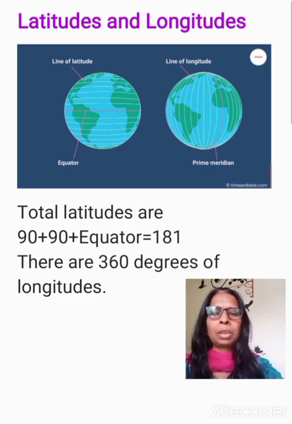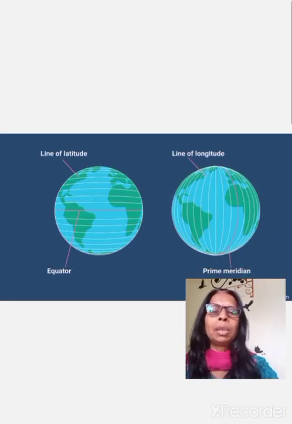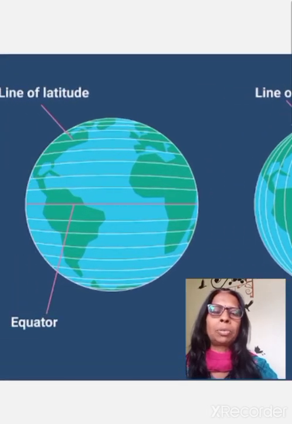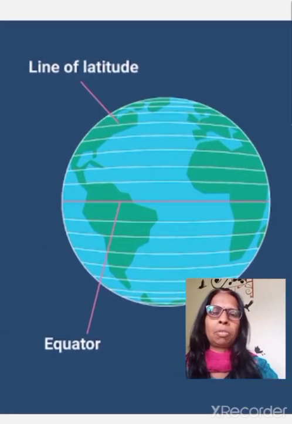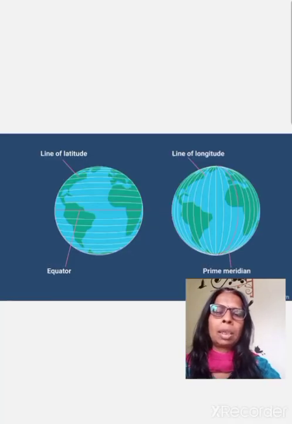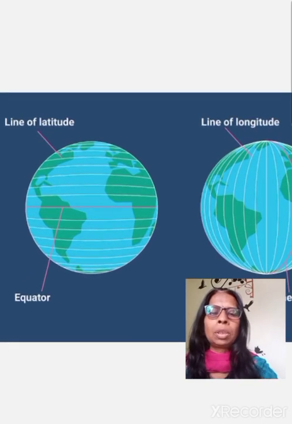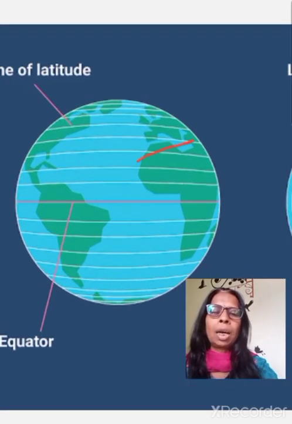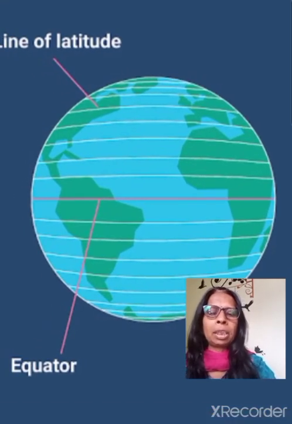So let's begin with today's topic, that is latitudes and longitudes. I have tried to take this picture of latitudes. First we'll try to learn about latitudes. So what are latitudes? Latitudes are the lines which run parallel to the equator. So the lines which run parallel to the equator are called the lines of latitudes.